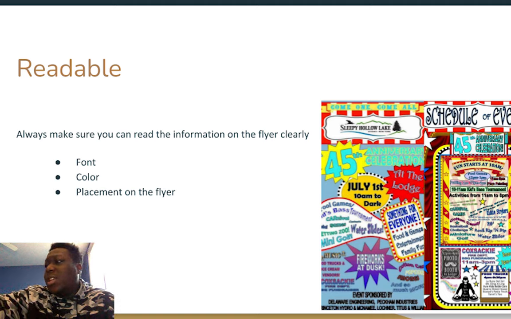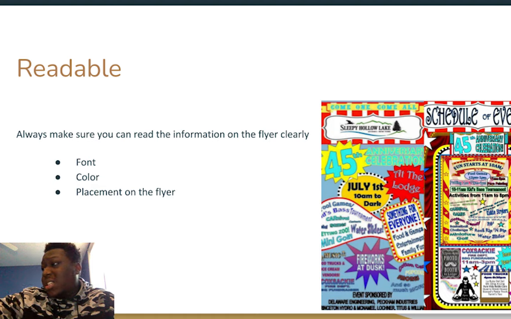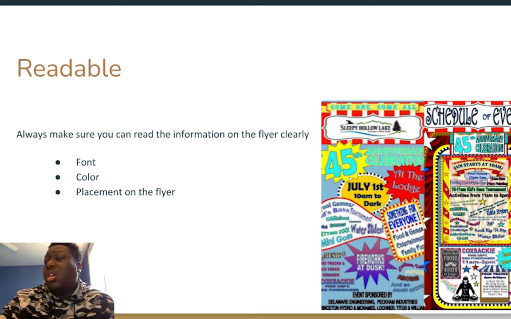You see, if you take a look at the 45th bubble right there, that's good because the color of the 45th is starkly different than the background of the bubble, that yellow. So it makes the 45th a lot easier and readable. But next to it, where you see anniversary celebration, that's a lot harder to read because you have the blue with the slight yellow outline, but the background of that is also blue. So you have to strain a little bit to read that.